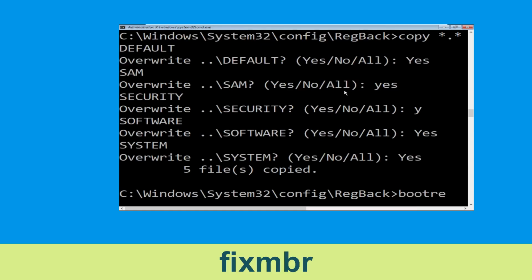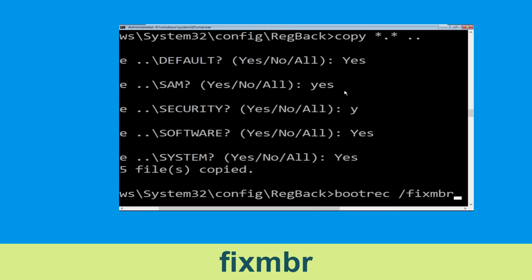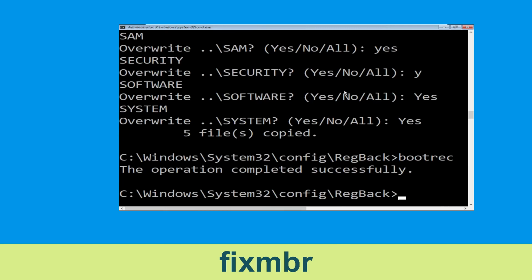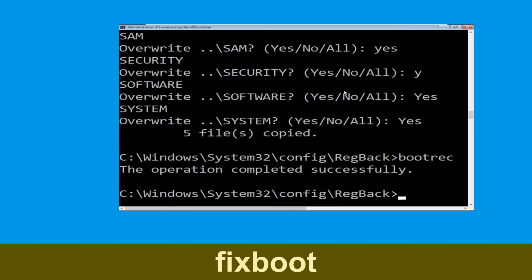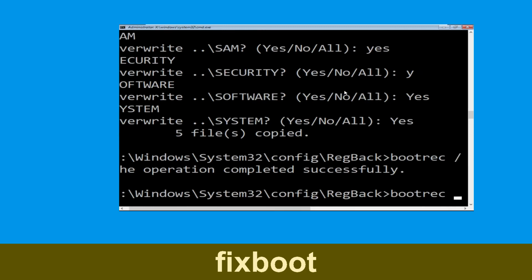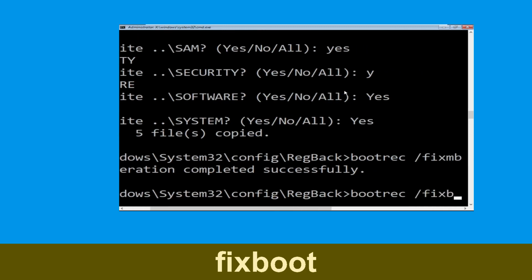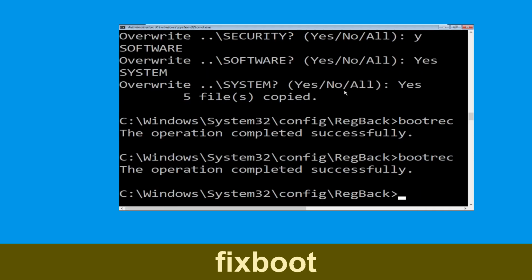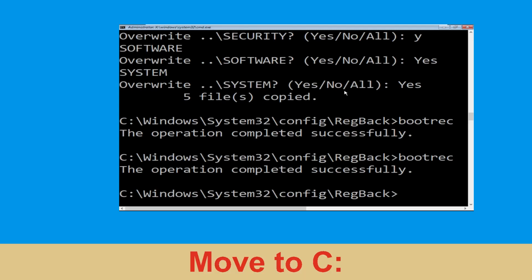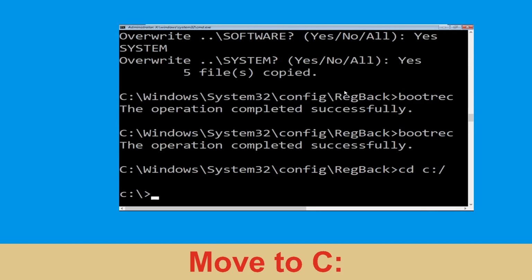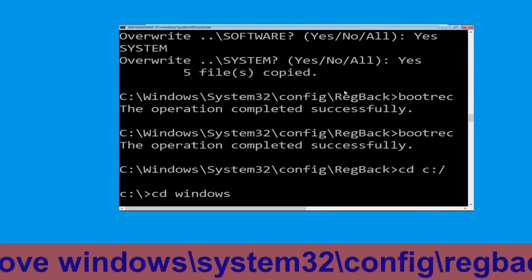Now execute this command. Type bootrec space /fixmbr and simply hit enter. Now execute this command. Type in bootrec /fixboot and hit enter. Now execute this command. cd space c colon /. Now type cd space windows /system32 /config /regback and hit enter to execute.